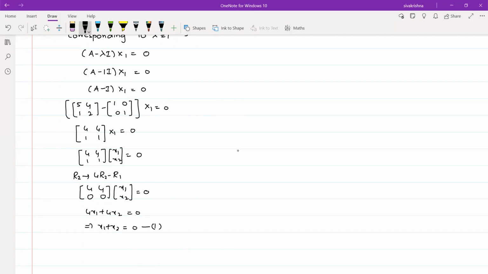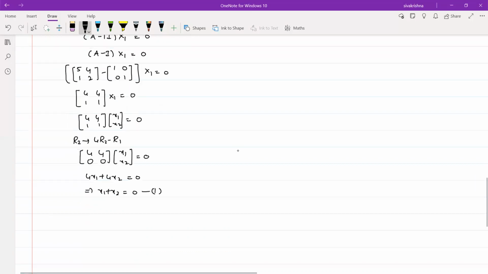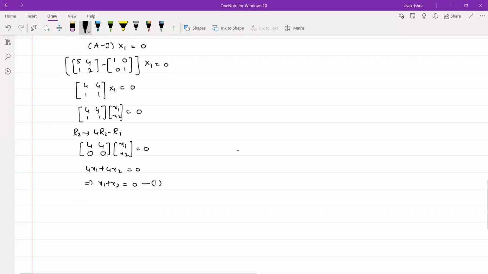Whenever we have two variables and only one equation, we have to consider n minus r variables, n minus r. Here n is 2 and the rank r is 1. So 2 minus 1 is 1. It means we have to suppose one variable. That is why I am supposing that x2 is equal to k. Whenever you suppose x2 is equal to k, from equation 1, I can write x1 is equal to minus x2, and that is equal to minus k. So therefore x1 is minus k.